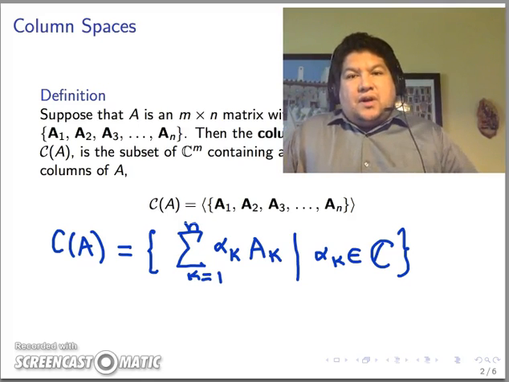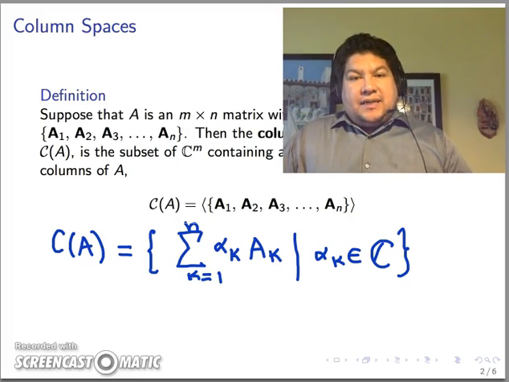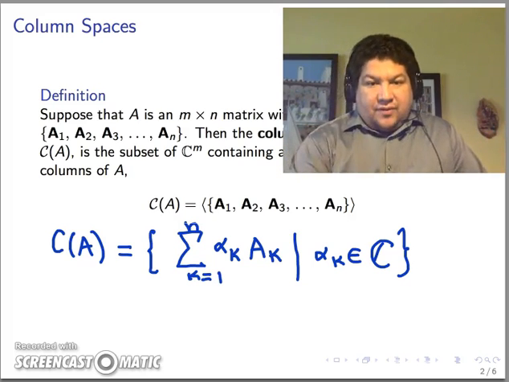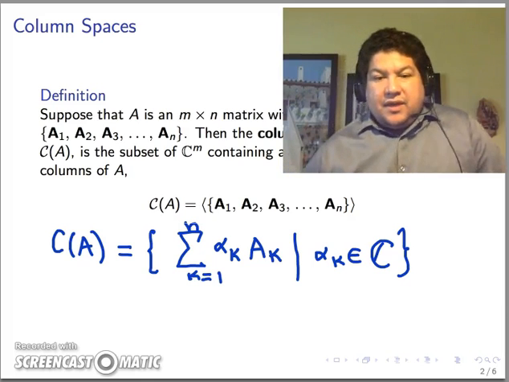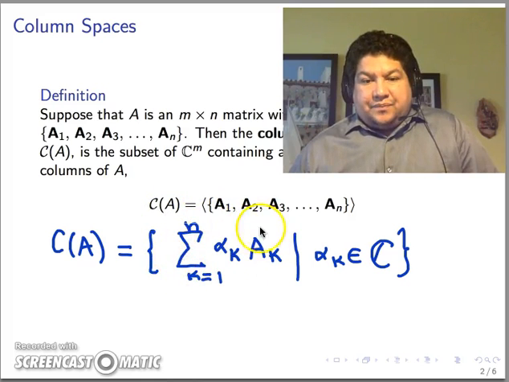So this definition of the column space is telling us that every element in this set that we are calling column space, every member of that set is indeed a linear combination of the columns of a matrix A. Therefore, any element of C of A, as we write here, is going to have this form, right?